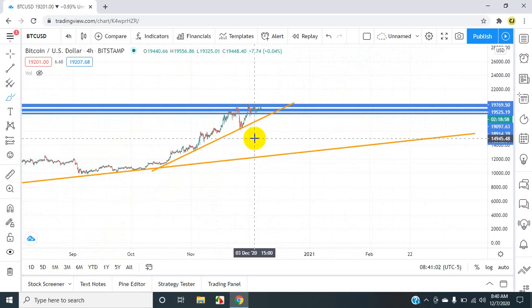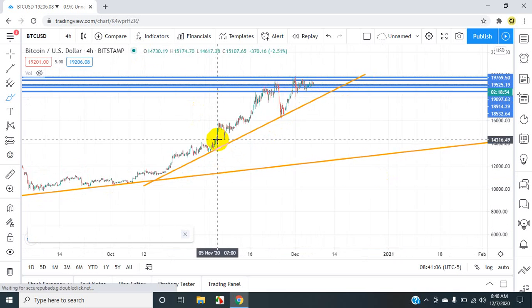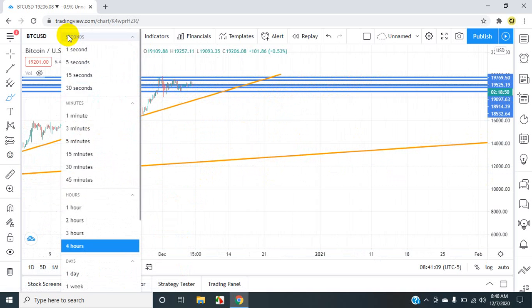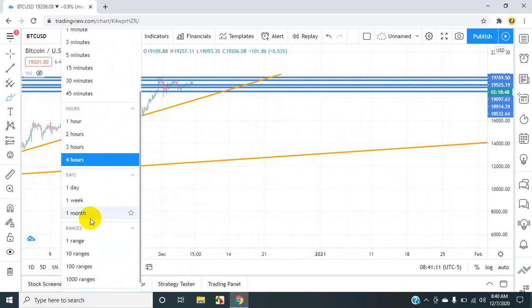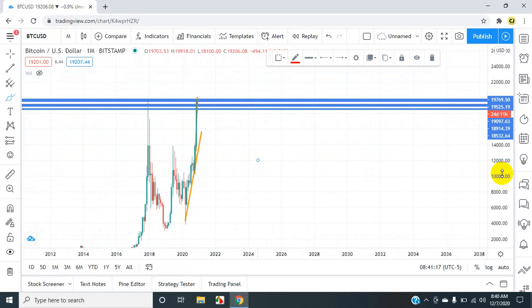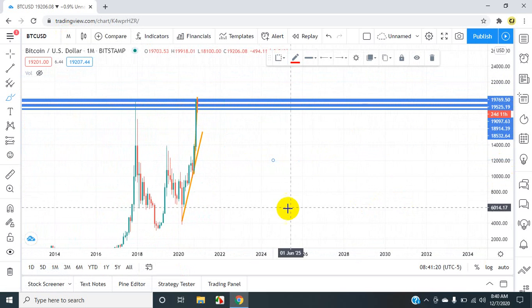Let's see. With going down the time frames, you can find patterns. So I see a pattern in the 4 hour. Let me see if I see it anywhere else. So I see the same pattern a few times on this chart. And let me put up the pattern I see.